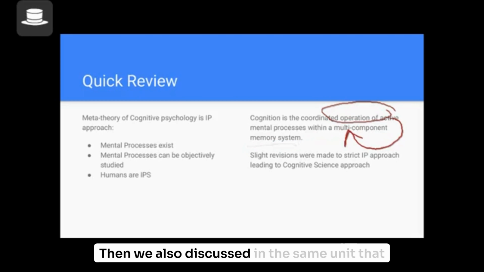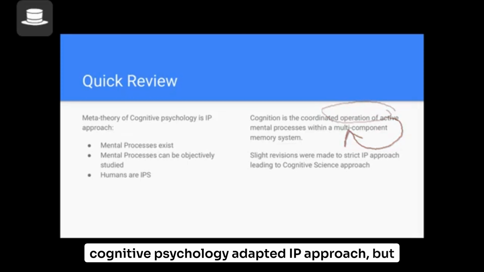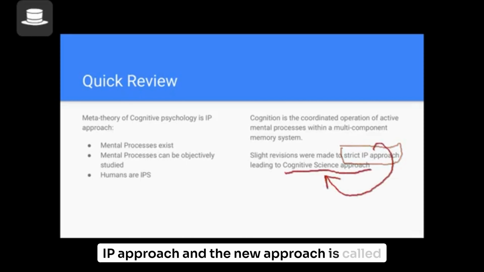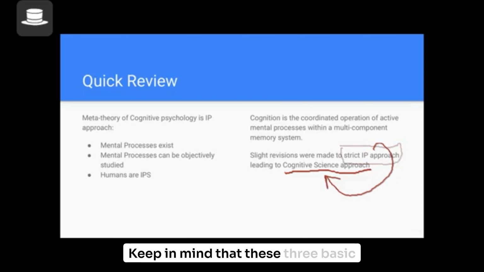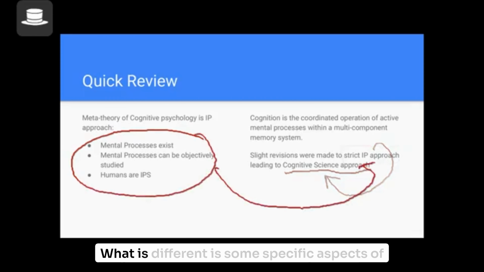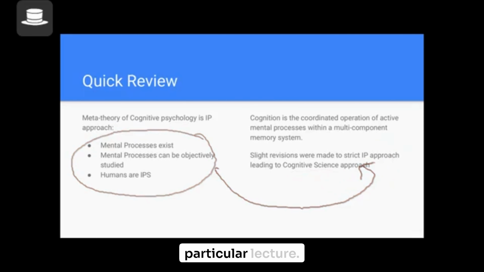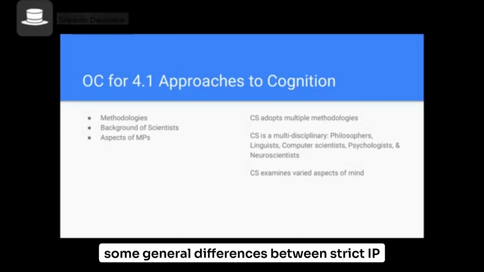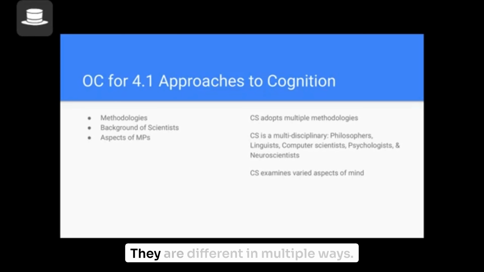Then we also discussed in the same unit that cognitive psychology adopted the IP approach, a strict IP approach to start with, but eventually it made some revisions, and the new approach is called the cognitive science approach. Keep in mind that these three basic assumptions or meta theories remain the same even in the cognitive science approach. What is different is some specific aspects of the model we will talk about in this particular lecture. In the last unit, we also talked about some general differences between the strict IP approach and the cognitive science approach. They are different in multiple ways.